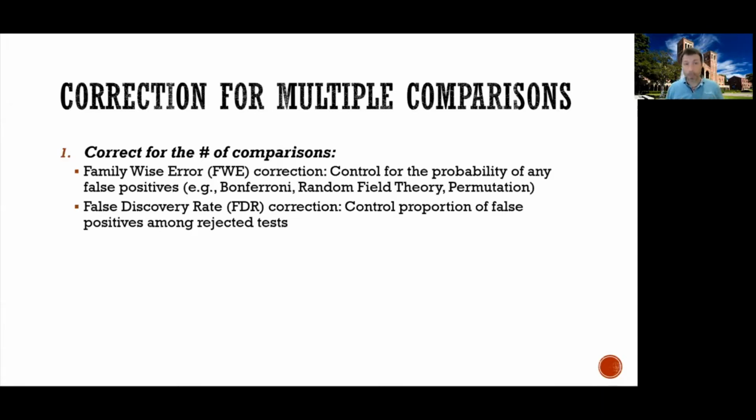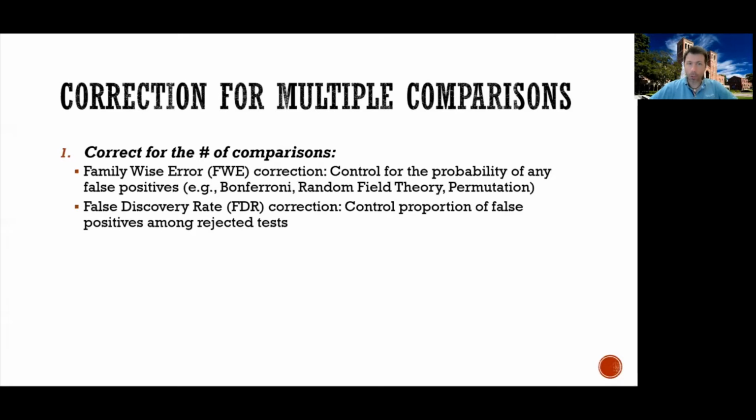And see, when you adopt this approach, what you're trying to do is you're controlling for the probability of any false positives. So you're saying, over all the tests that I'm doing, over all the 100,000, 200,000 tests that I'm doing, I want to only have 5% probability of getting one false positive or more. The type of corrections that use this strategy are Bonferroni, cluster correction using random field theory. You can also use permutation, although we won't see it today.